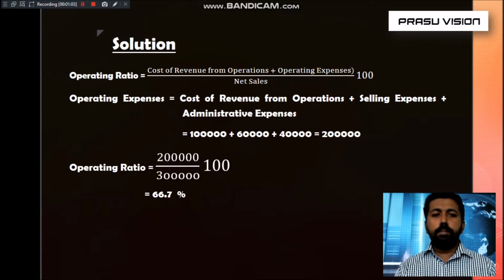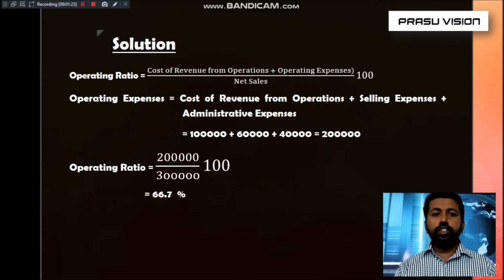Then we can directly apply it in the equation: operating ratio is equal to 2 lakh divided by 3 lakh into 100. We will get the value 66.7%. So it is a good sign for the organization. These are the very important things related to operating ratio.